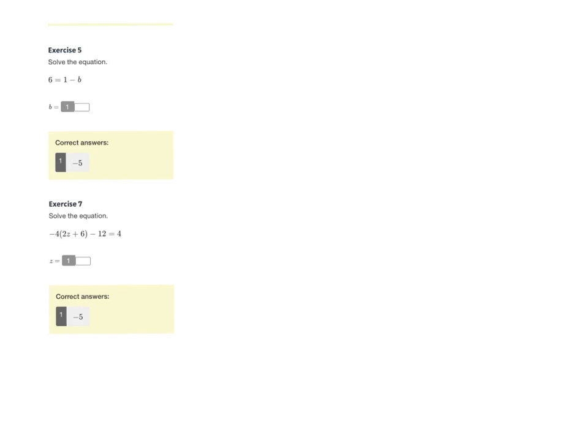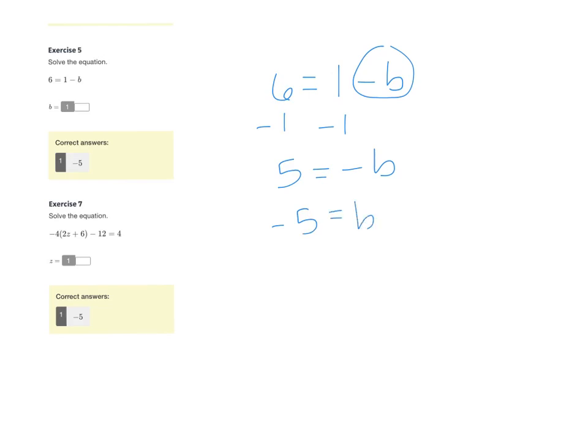Alright, so exercise 5, I've got 6 is equal to 1 minus b. So I'm going to isolate this variable, that term. So how do I get rid of positive 1? I'm going to minus 1 from both sides. That gives me 5 is equal to negative b. And now you can multiply everything by negative 1 or divide everything by negative 1. But I just like to think of it as take the opposite of everything. So the opposite of 5 is negative 5, and the opposite of negative b is positive b. So I get b equals negative 5.